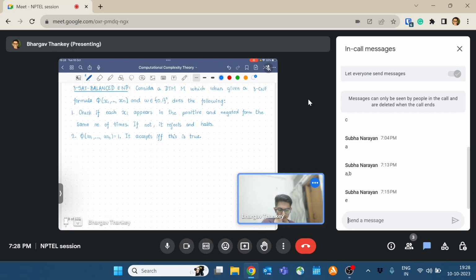Now this verifier correctly verifies whether phi, with variables x1 to xn, is in 3-SAT-Balanced or not, right? Because it is in 3-SAT-Balanced if and only if every variable appears the same number of times in both positive and negative forms, and it is satisfiable, right?